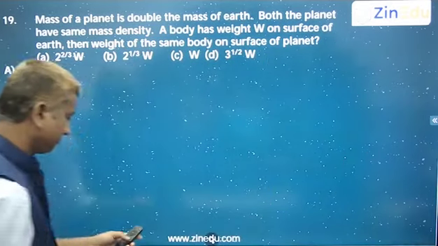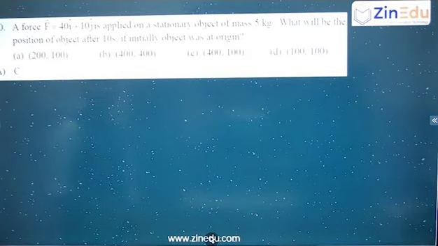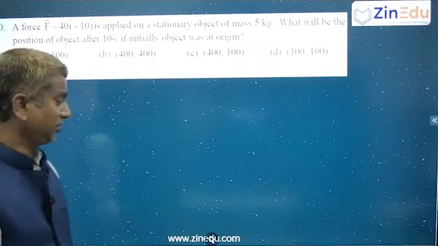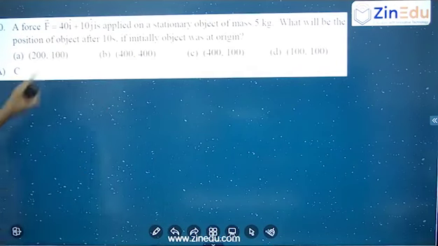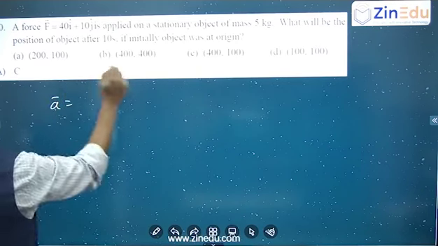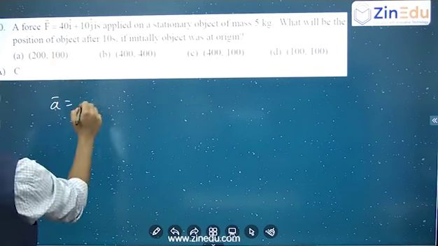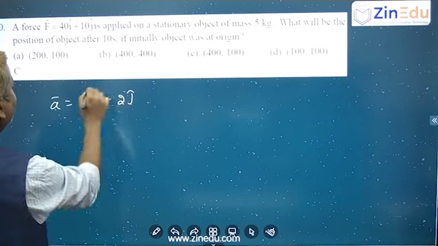Next question. A force F bar is equal to 40 i cap plus 10 j cap is applied on a stationary object of mass 5 kg. What will be the position of the object after 10 seconds if initially the object was at origin, right? So here they're asking, this is a uniform force, so you can get the acceleration as force upon mass. Mass is 5 kg, so 40 by 5, 8 i cap plus 10 by 5, 2 j cap. Is it not the acceleration?